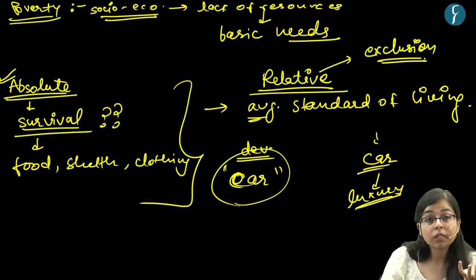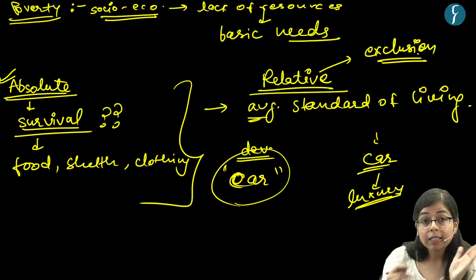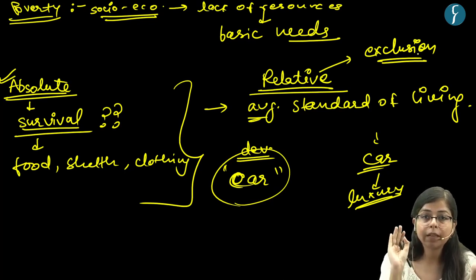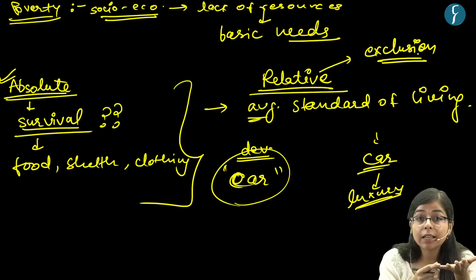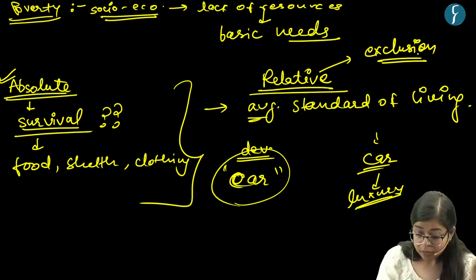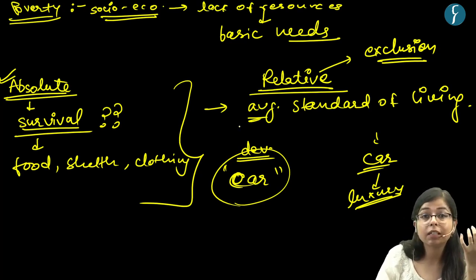Any person who is relatively poor can be excluded from the opportunities which are provided by that society at any point of time, right? The person may be excluded from accessing services like health services, educational services, or any other services which may be present in that society, because he is relatively poor.